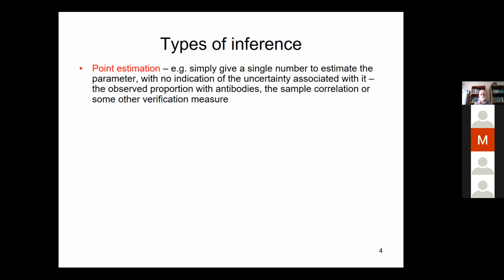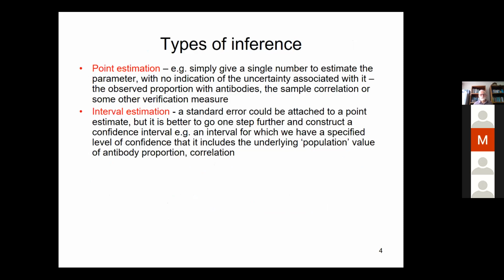There are three main types of inference. Point estimation is where you just give a single number. Even if you're only getting a single number, there are different ways of doing it, and you're looking at the best way of doing this in some sense. But it doesn't give you any indication of the uncertainty associated with that number. And that's where interval estimation comes in. You quite often see a number quoted and then plus or minus, and it's usually plus or minus a standard error. But there's no reason in many cases why the uncertainty associated with an estimate should be symmetric. So just doing plus or minus is a bit crude. It's better to go a step further and construct a confidence interval that's got a specified level of confidence of including the underlying population value.